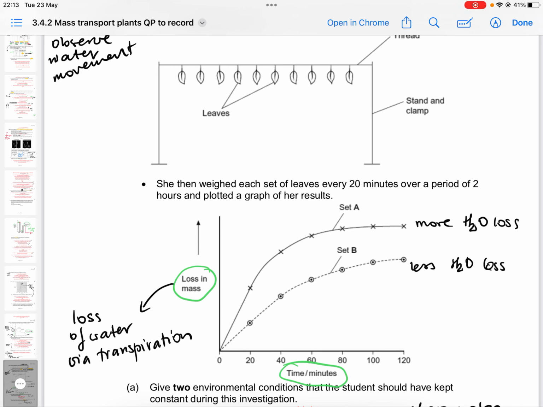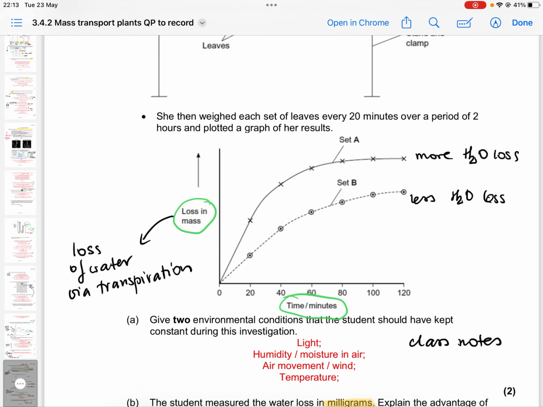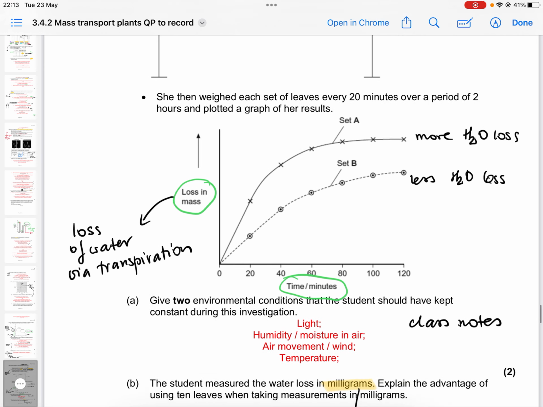Again, read through the axis. So water loss as the mass loss has been recorded in time, and it seems like set A, the one without the grease, has more water loss. However, set B has the grease applied, and we can see there is less water loss recorded. So what environmental conditions should we keep constant? Those that affect the transpiration, like light intensity, humidity, air movement, and the temperature. You've got all this recorded in your notes booklet in the table.